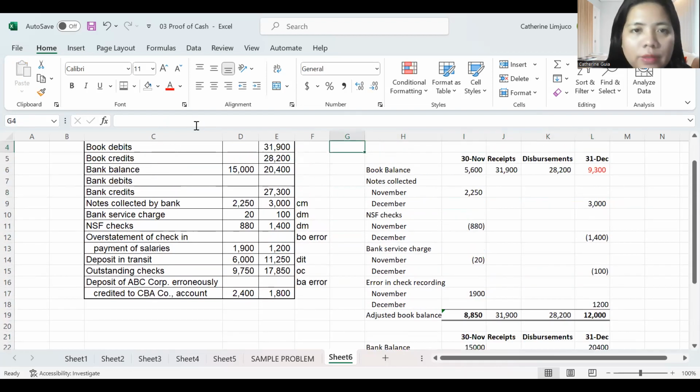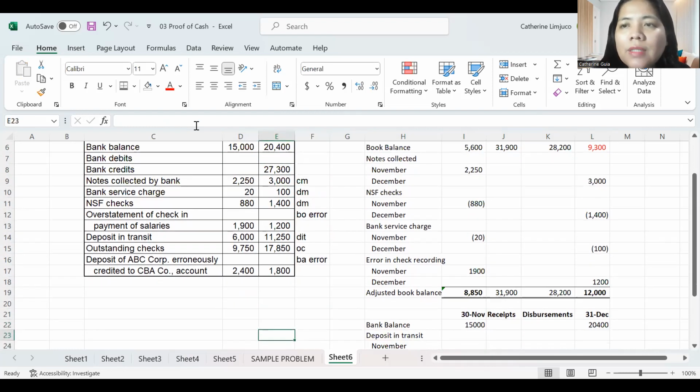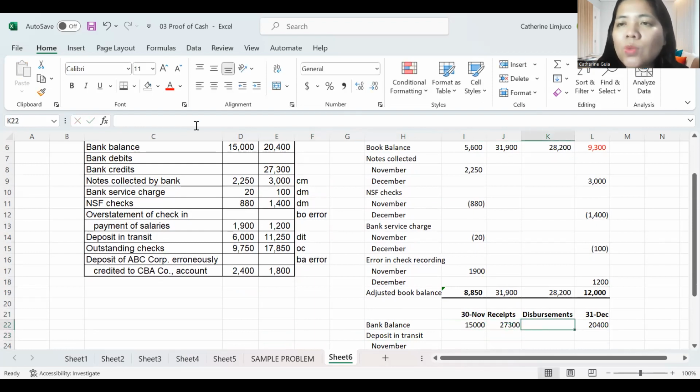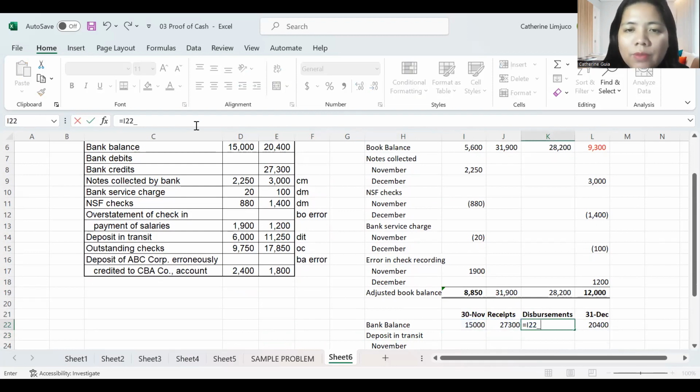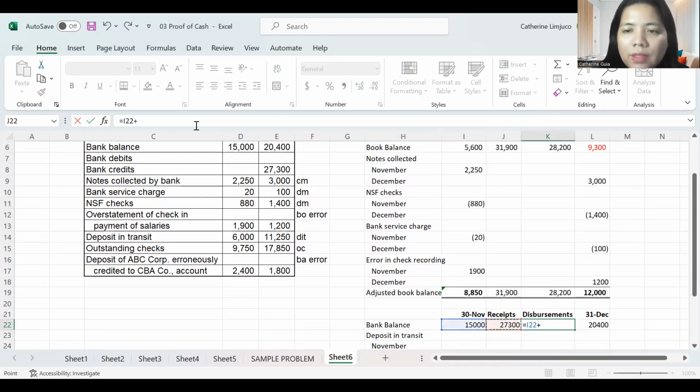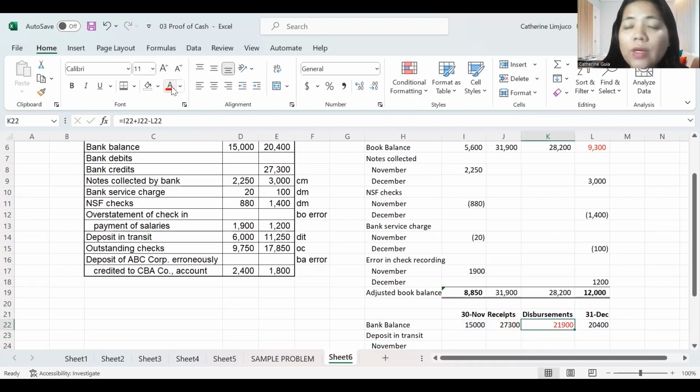Okay. So what else? We also have a bank credit amounting to 27,300. Since this is a bank credit, it means that it's an addition to our cash in bank per bank, so it will be under receipts. 27,300. So how to compute for the disbursements? Actually, it's a squeeze figure. You get the total November 30 bank balance plus your receipts minus your ending balance. So you have 21,900 as your disbursement.